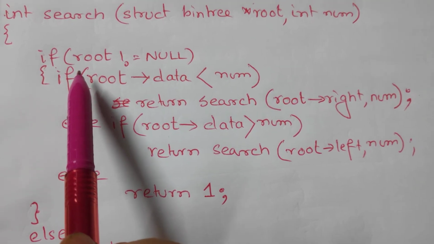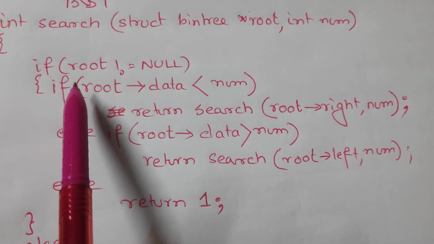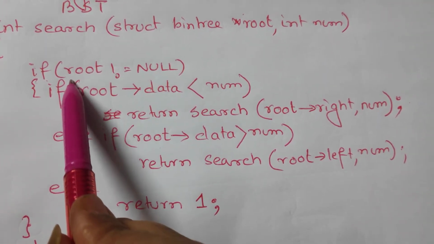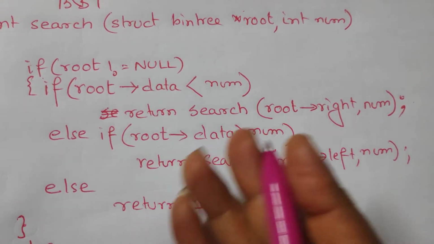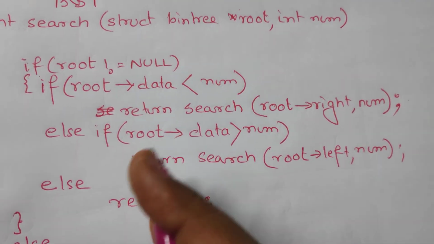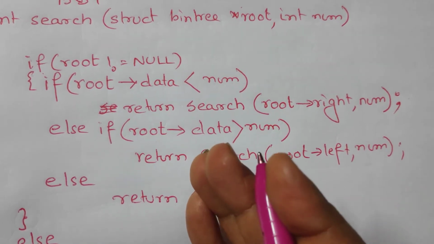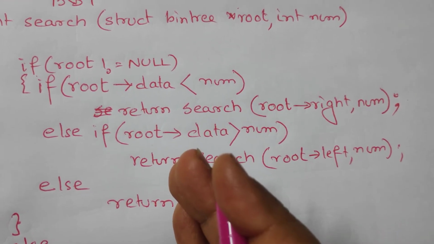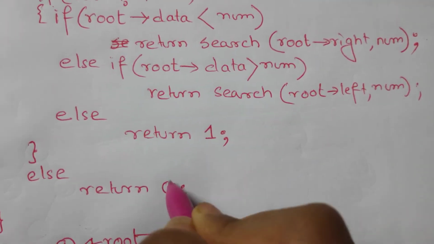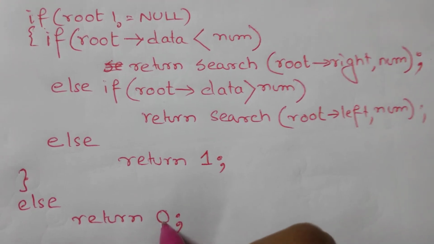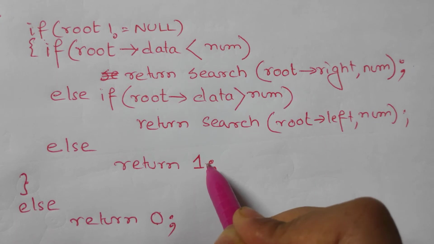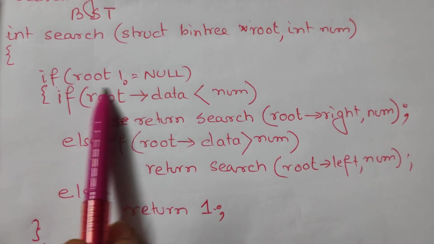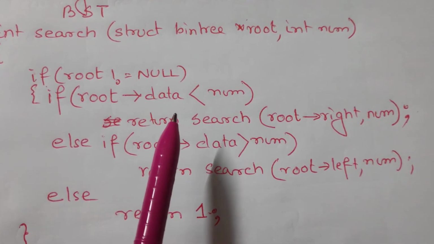Now as we have discussed, any recursive function has a base condition. Our base condition would be when our root becomes null. Either we will get the node in the tree, and if we don't get the node in the tree, we will reach a point where our root value will become null. So there we will end the search and we will return a value 0 showing that the node has not been found. And if the node is found, then we would be returning a 1. That is why the return type is given as int. So root not being null is the base condition of the recursive call.